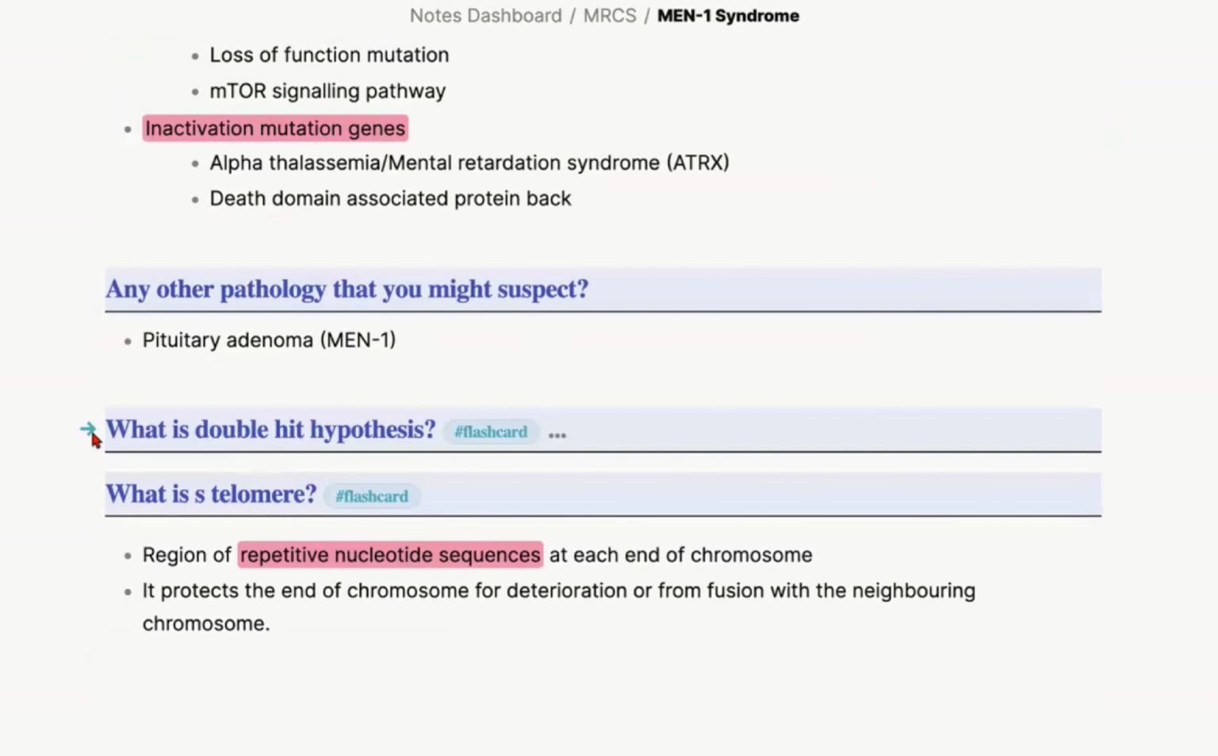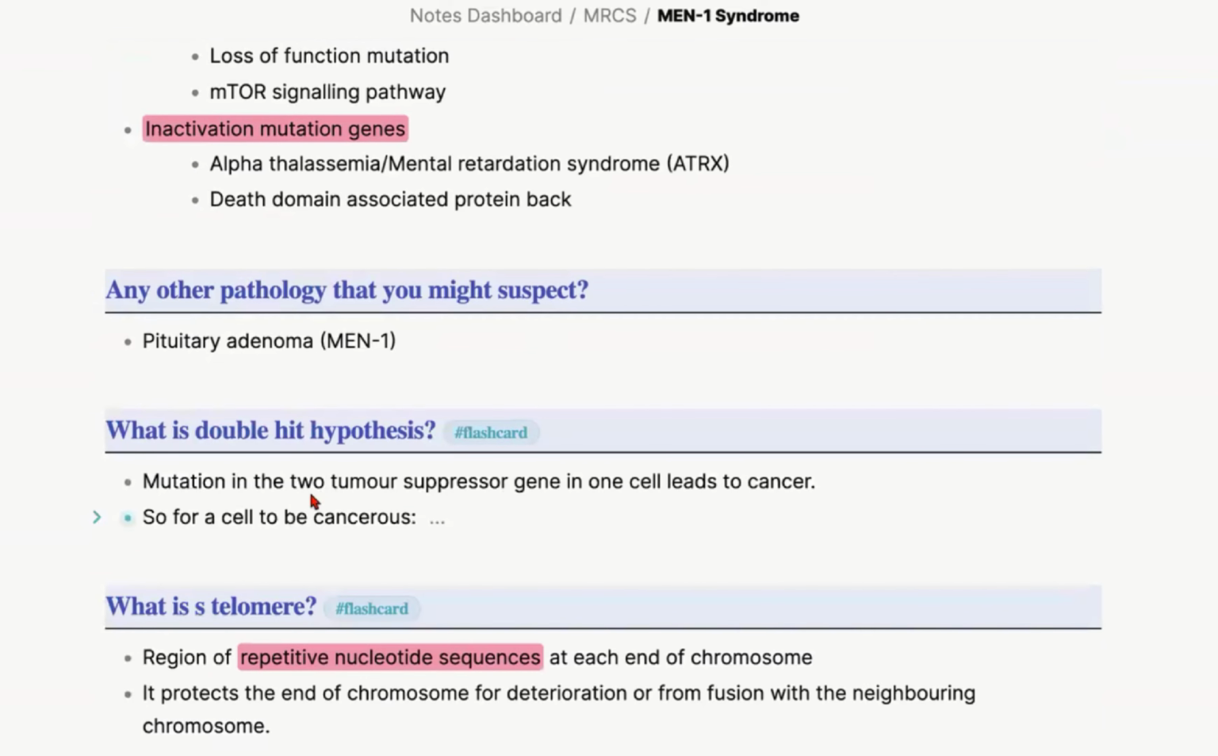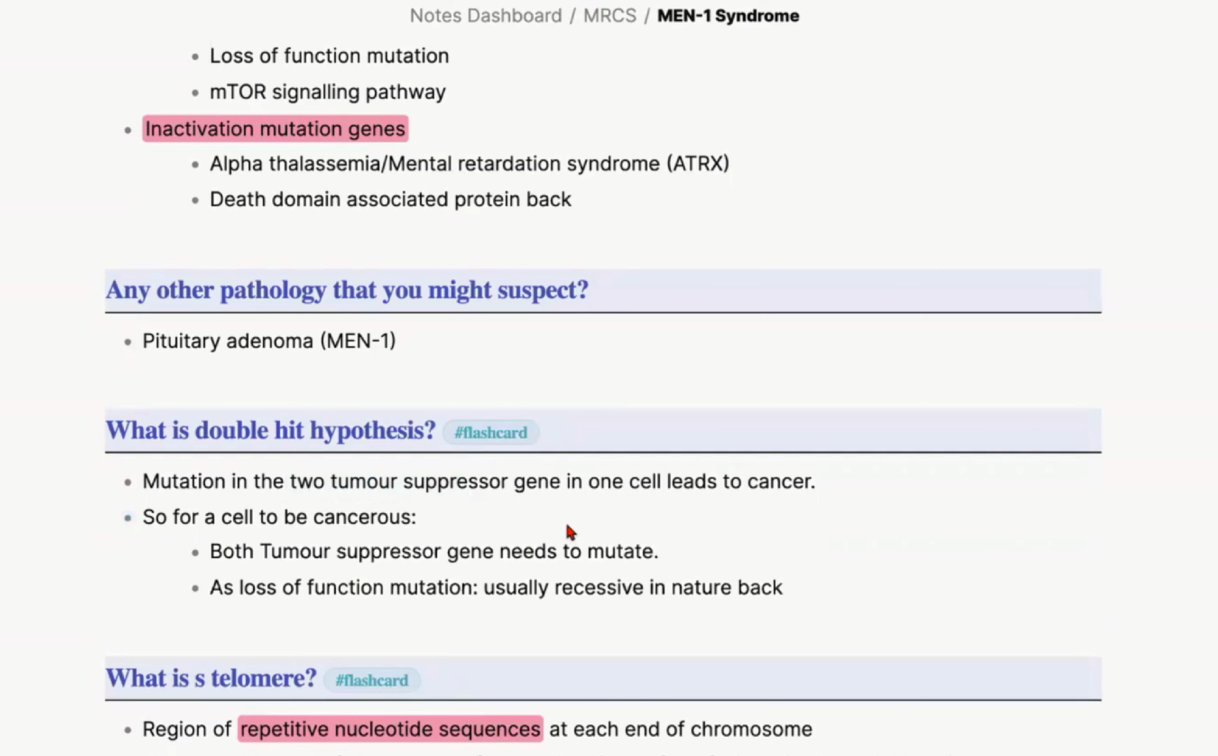You can say that each cell in the body has 2 tumor suppressor genes. You said the 2 alleles have to be affected. Well, what are you referring to? I wasn't sure what you were referring to. So it has 2 tumor suppressor genes in each cell. For a cell to be cancerous, the two genes need to mutate, or the 2 genes have to be knocked down, have to come out of the picture. So it will lead to a loss of function mutation, which is recessive in nature.